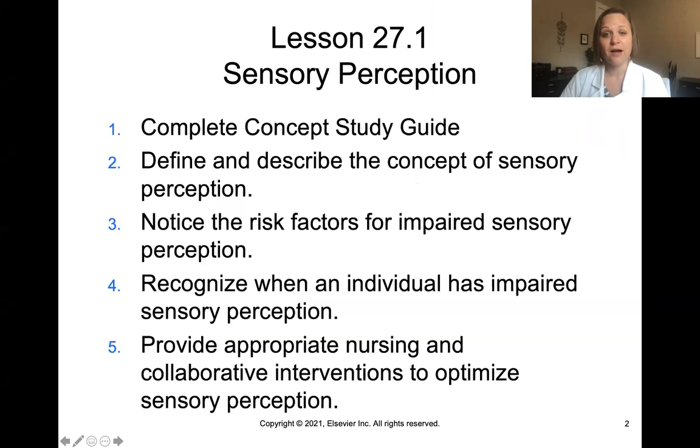You're going to complete your concept study guide on sensory perception, define and describe the concept, notice the risk factors for impaired sensory perception, recognize when an individual has impaired sensory perception, and provide appropriate interventions, whether nursing interventions or collaborative interventions, to optimize a patient's sensory perception. Go ahead and write those down and be prepared to answer them as we go through this.